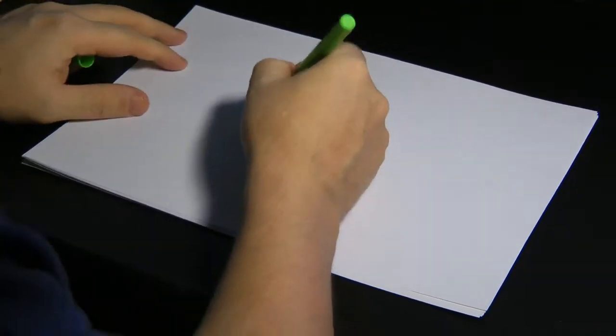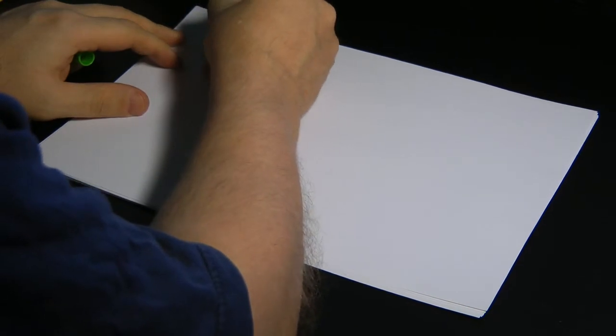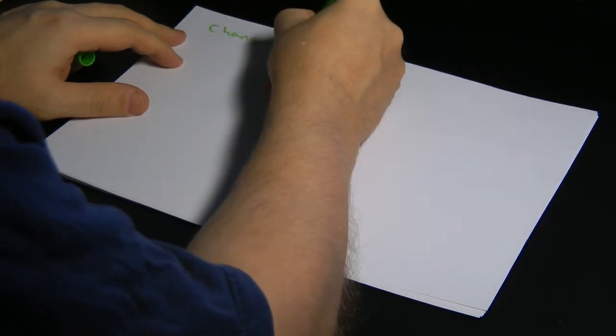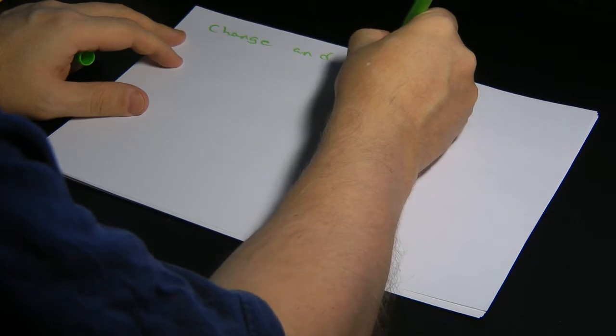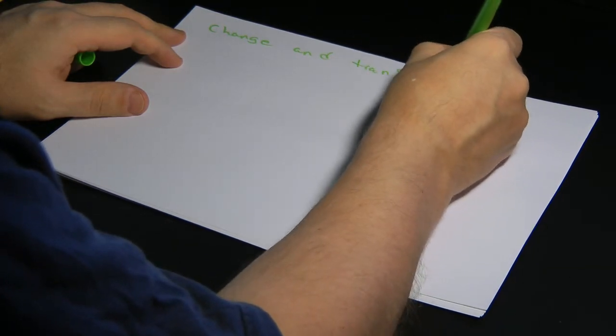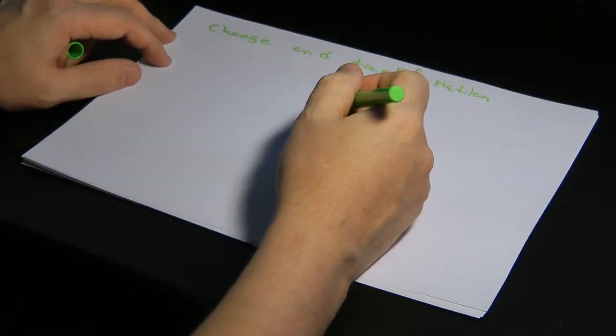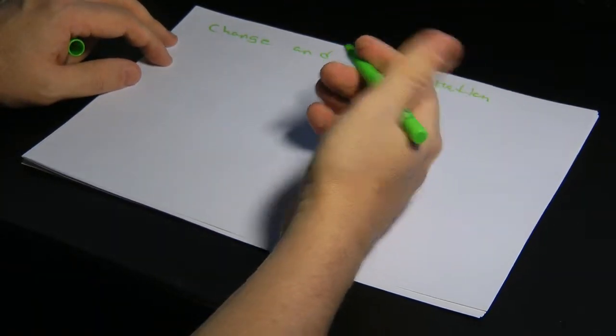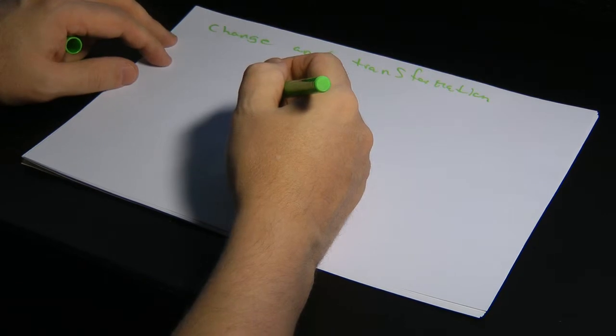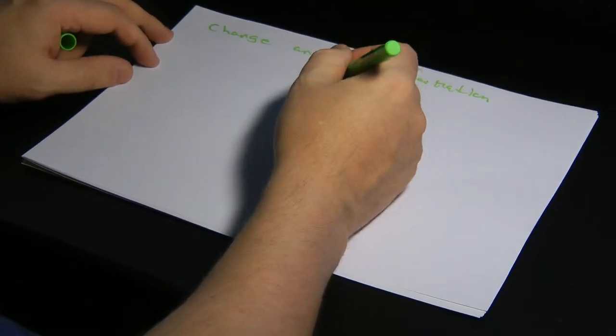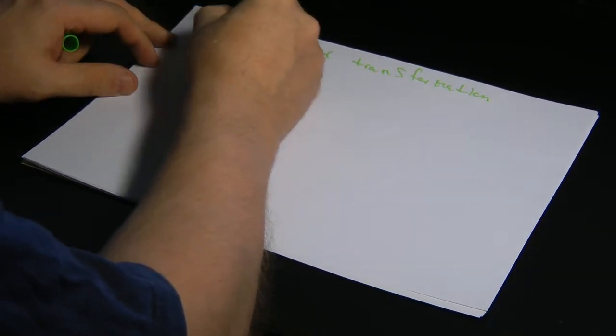Let's understand change and transformation. When you try to apply a change some way, because you know there's something that's not working in your life, you've got what people call a problem.